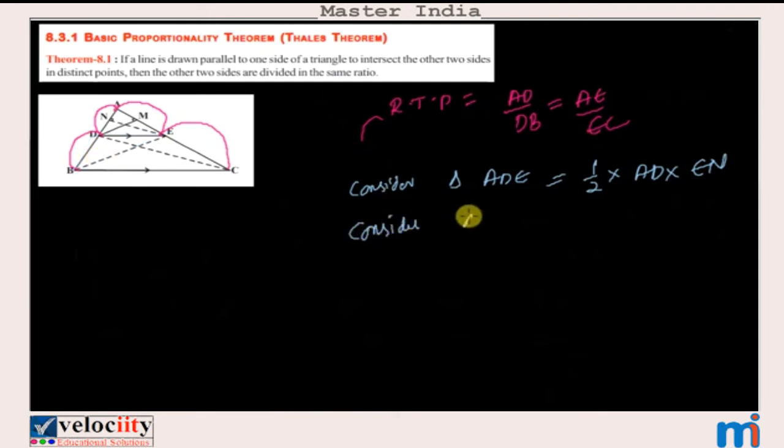Consider triangle BDE. Again, the area of a triangle is half base into height. Half base. What is the base here? BD. And what is the height? The perpendicular height for this side is EN, right? So I'll take the height as EN.